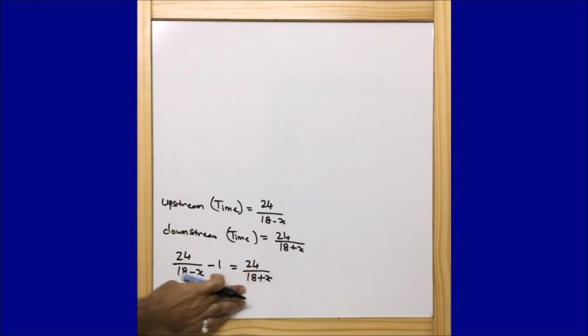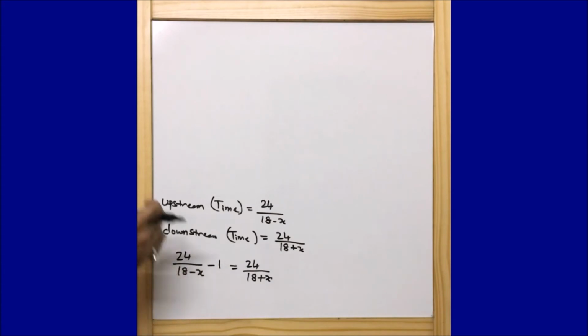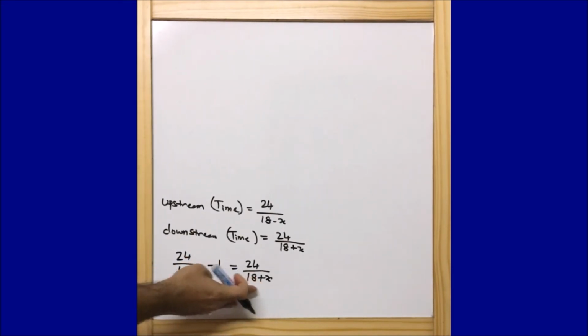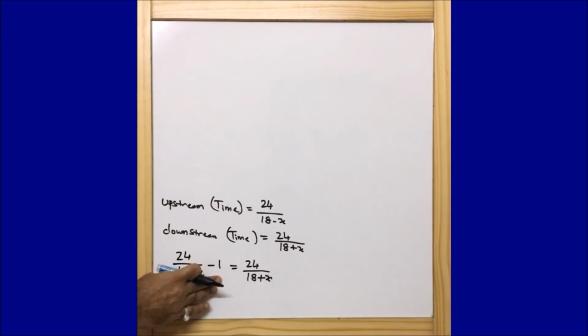This is the most important thing here. Why did I subtract 1 here? I subtracted 1 here because while going upstream it takes 1 hour more. So that means if I reduce that 1 hour more from the upstream time, we will get the downstream time. If I reduce 1 hour from the upstream time, I will get the downstream time. For that reason I am reducing it by minus 1. Now let us solve this equation. After solving this equation, we will get a quadratic equation, and this quadratic equation will help us to find out the values of x.